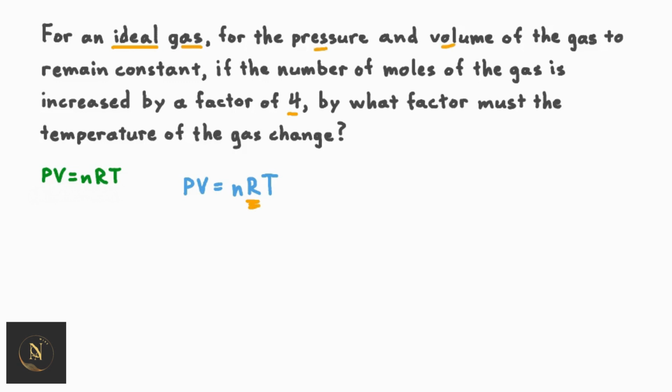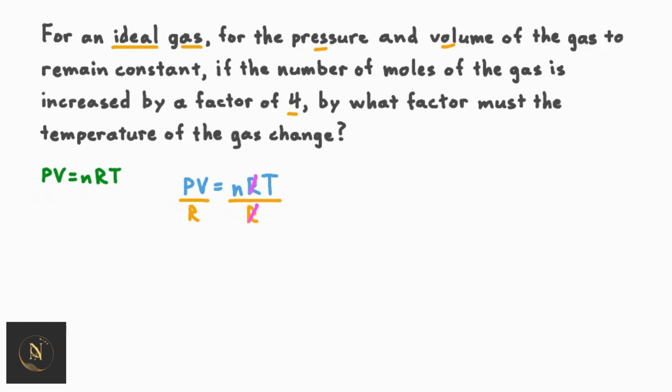In addition to this, though, the pressure and volume of our gas, represented by P and V, are to remain constant too. Everything in this equation, then, except for the number of moles N and the temperature of the gas T, are constant values. We can even move all of the constant values onto the same side of the equation by dividing both sides of the equation by the molar gas constant R.